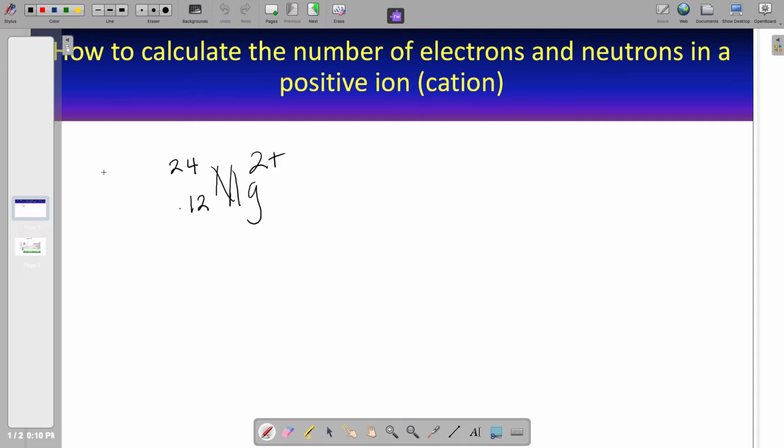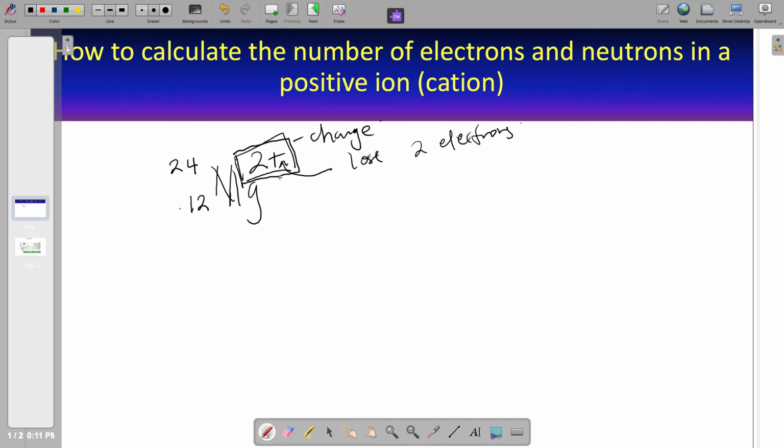Now we also have to identify our charge. So remember, this is our charge, 2 plus. Now, the plus sign here means that magnesium has lost 2 electrons. So remember, the sign here means that magnesium has lost how many electrons? 2, because it's 2 in front of the sign. So magnesium has lost 2 electrons. So the whole of the number and the sign is called the charge. So magnesium has a charge of what? 2 plus.